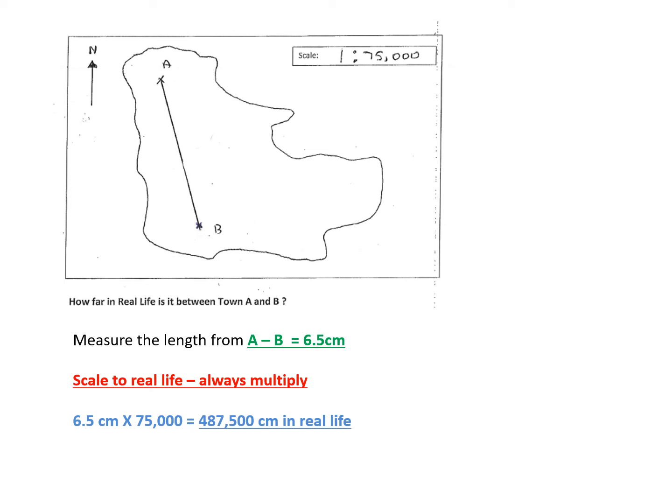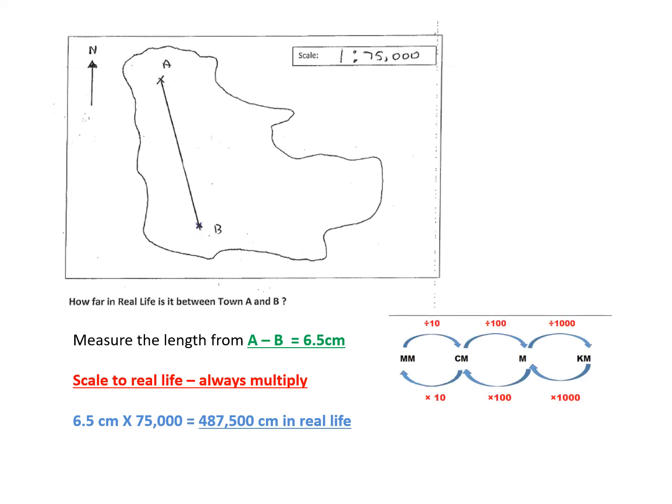Now, if the question asked you to give your answer in kilometres, hopefully everybody would be confident now to do that. Basically you'd be using your little diagram that you would draw at the start of your exam, and that would help you with your conversions. In this scenario, we'll be changing centimetres to metres first, and then metres to kilometres. So centimetres to metres we divide by 100, and then metres to kilometres we divide by 1,000.